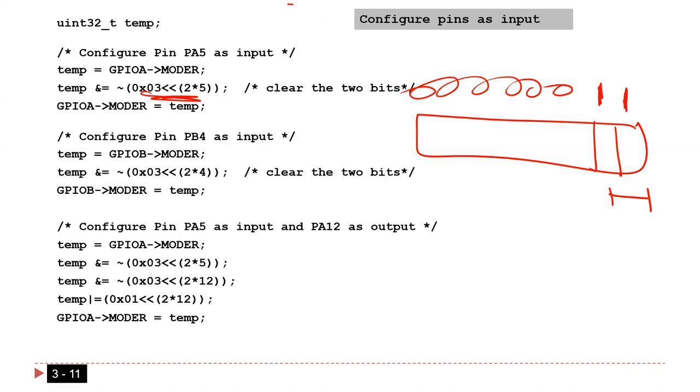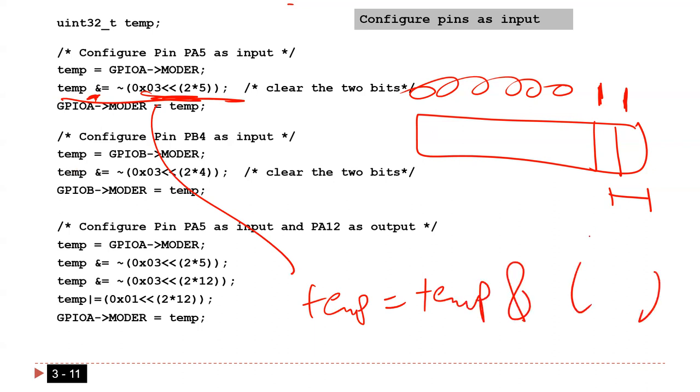However, I'm gonna use NOT. You remember in C language, this is NOT here, okay? And then you are gonna use AND. So what this one means is temp should equal temp AND NOT of this one, okay? Not of the mask. This is exactly what we did in assembly in BIC. Remember BIC? It was AND NOT. Instead of using AND, I used AND NOT. That's exactly what I did.